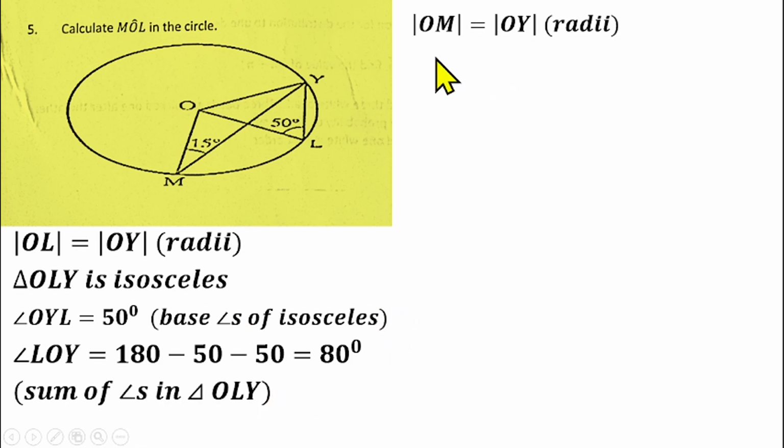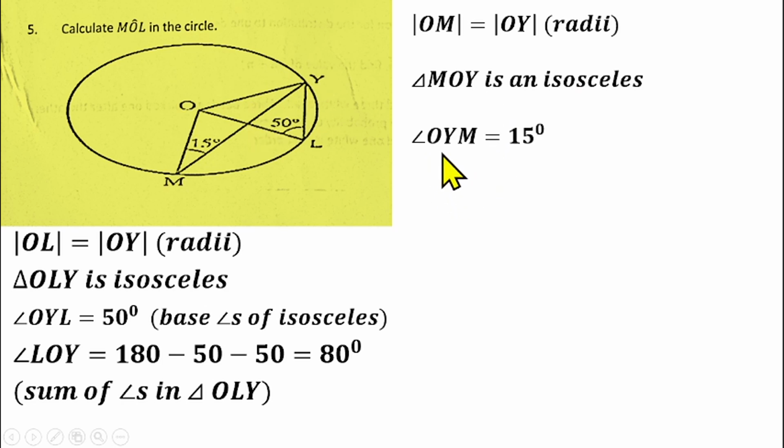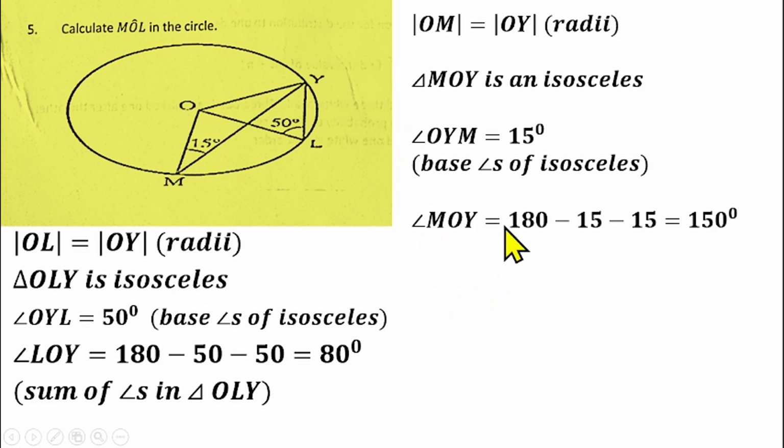Then also side OM is equal to OY. They are both radii as well, like I've explained. Then that means triangle MOY is an isosceles triangle, which is correct. It means that angle OYM, the small angle here, will be 15 degrees also, because it is equal to this angle here, base angles of an isosceles triangle. Then you can now find the whole angle here, which is angle MOY. So angle MOY will be 180 minus 15 minus 15, that will be 150 degrees, using sum of angles in a triangle.